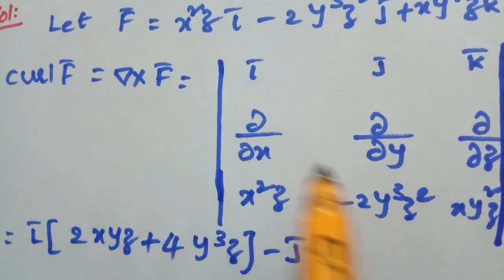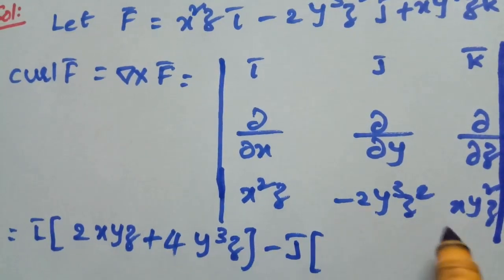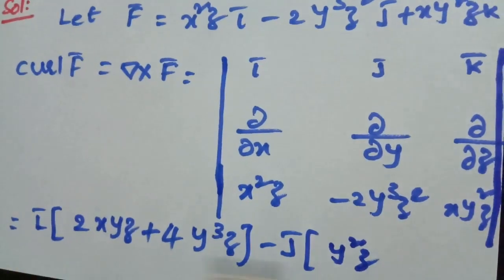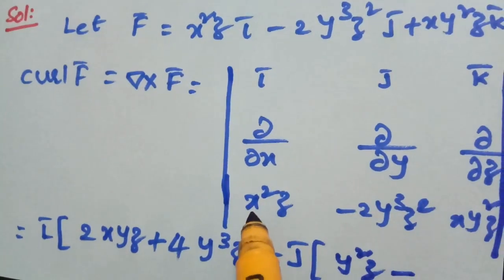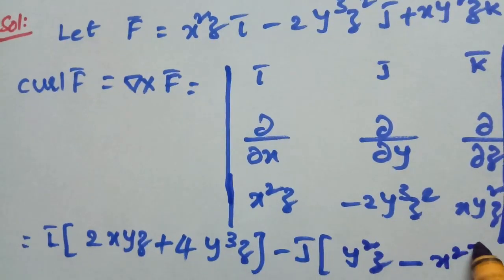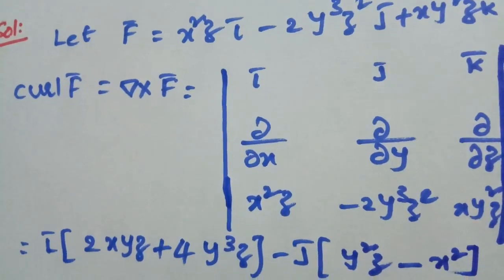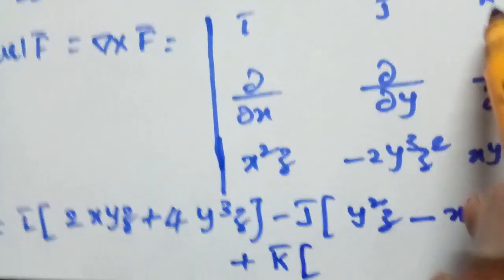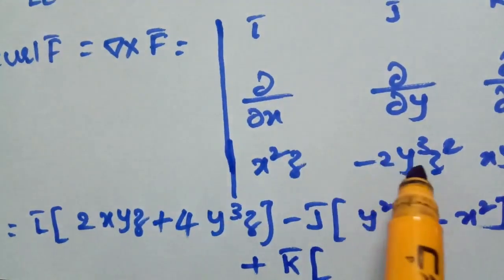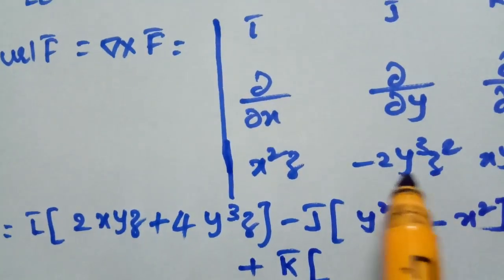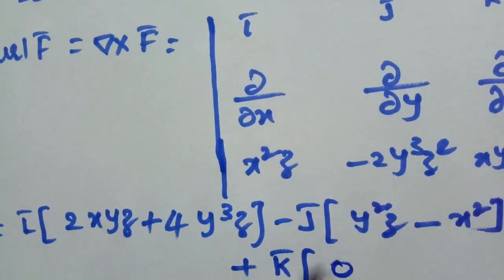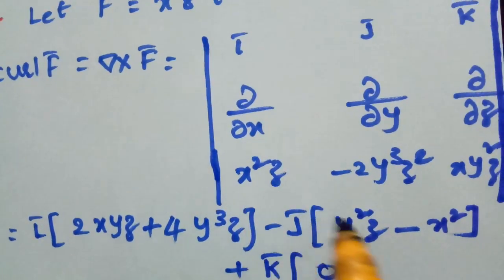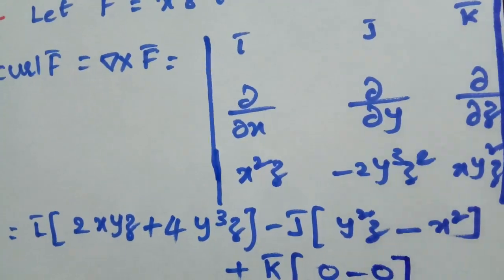Minus j bar into, by deleting first row, second column, and multiply these two. Therefore, dou by dou x of x y square z. So y square z is a constant. X derivative is 1, minus dou by dou z of this one. X square is a constant. Derivative of z is 1. Plus k bar into, by deleting first row, third column. So dou by dou x of this one, no x. So yz constants, therefore 0, minus dou by dou y of this one, there is no y. Therefore, this is also 0.